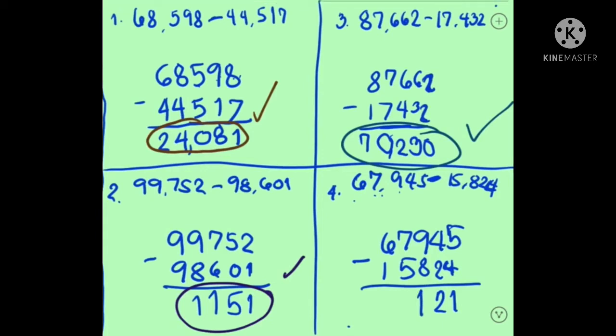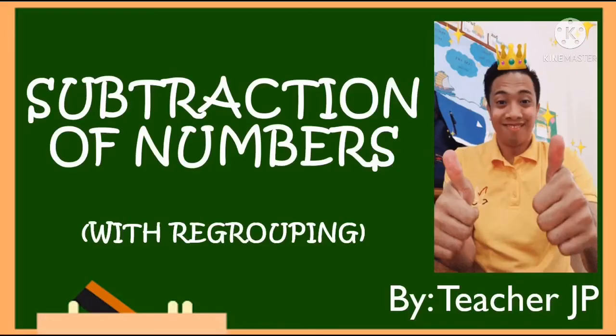9 minus 8 is 1. Correct. 7 minus 5. 7 minus 5 is 2. 6 minus 1 is 5. Okay, then let's put the comma here. And then these are some more examples about subtraction of numbers without regrouping. Now it's your turn. It's your time to shine.